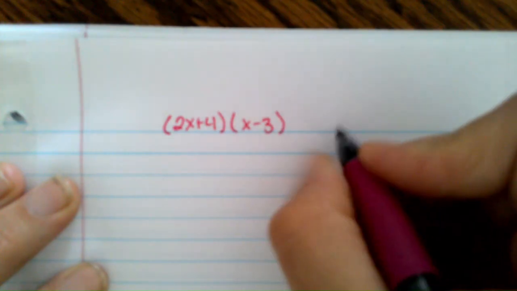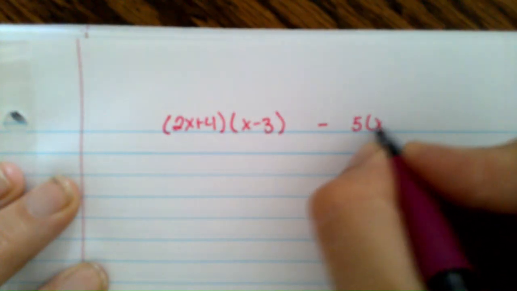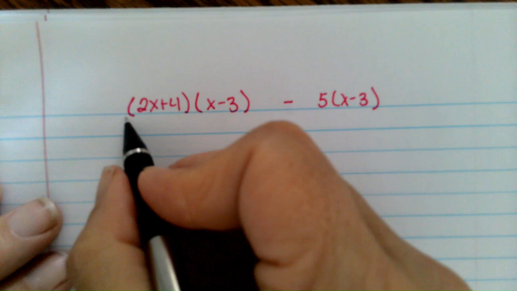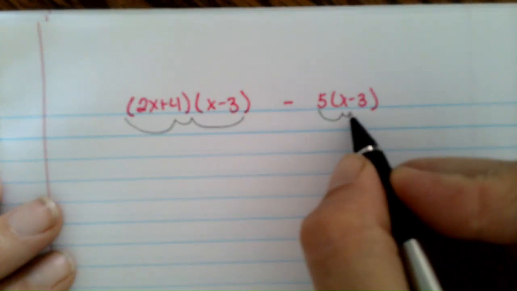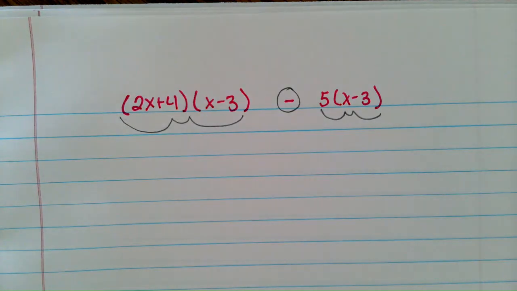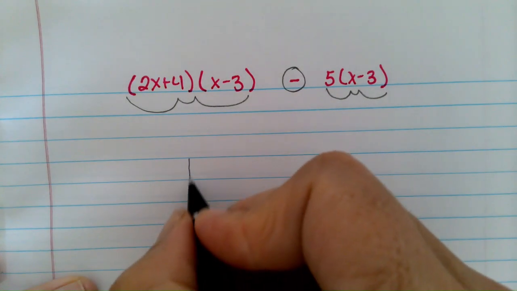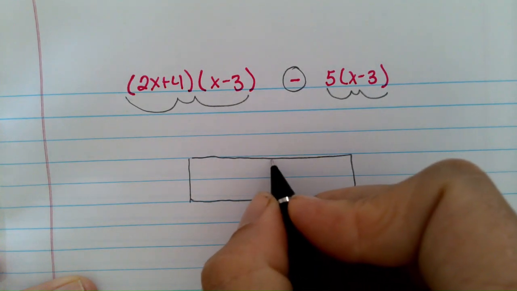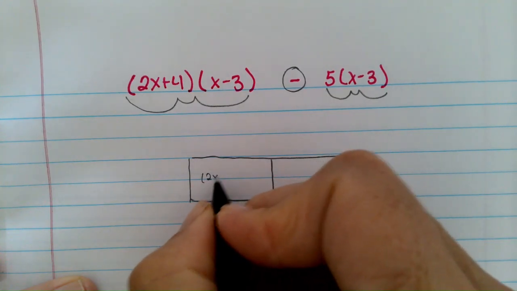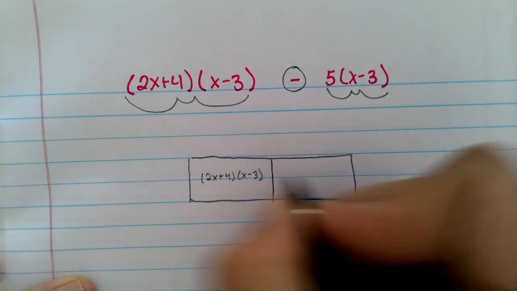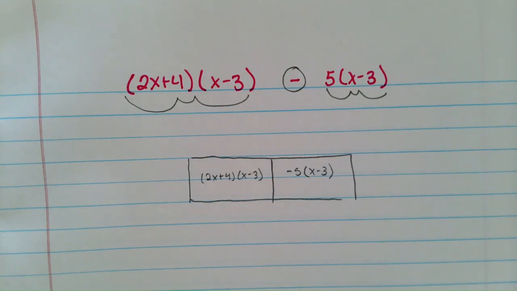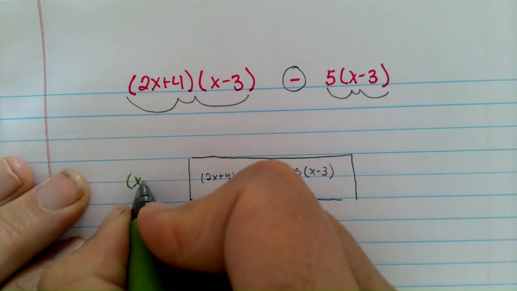So I'm going to do it the simple way first. Okay, there are two terms separated by a minus sign, right? So I'm going to see if it has a GCF. 2x plus 4, x minus 3, negative 5, x minus 3. Is there something in the first box that's also in the second box? Yes, there is. An x minus 3.